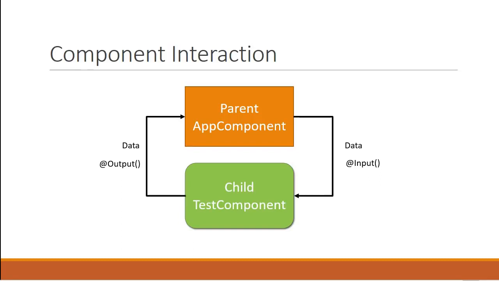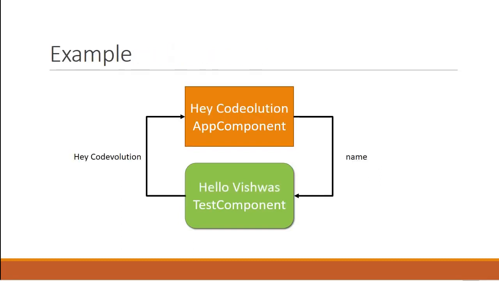Now for our example, here is what we will do. We will send a name from the app component to the test component. And in the test component, we are going to display hello followed by the name. For example, hello Vishwas. Similarly, we are going to send a message, hey code evolution, from the test component to the app component and display that message in the app component template. And first, let's take a look at sending data from the parent to the child. In other words, from the app component to the test component.